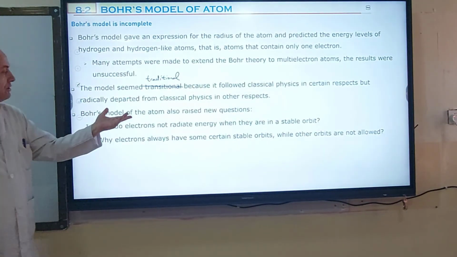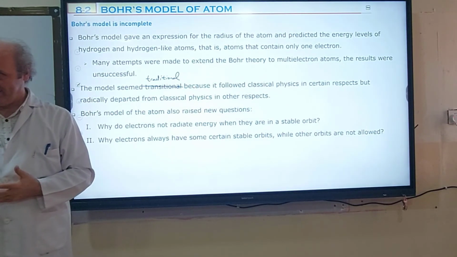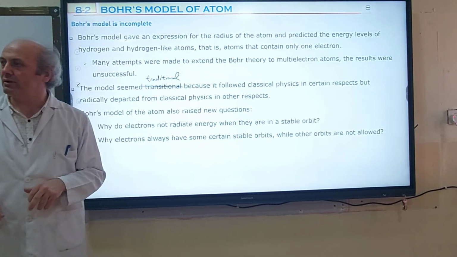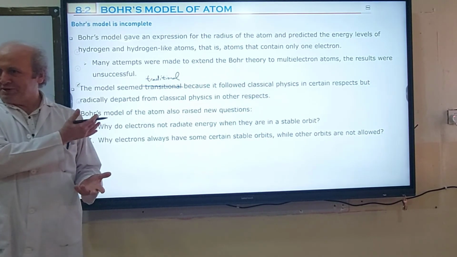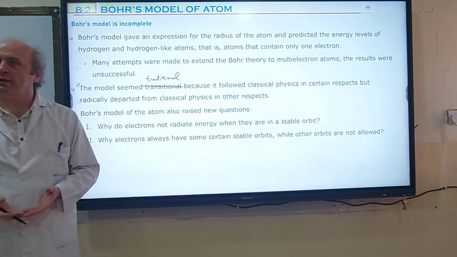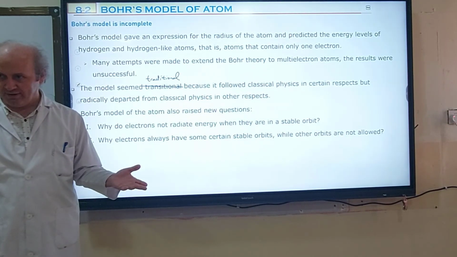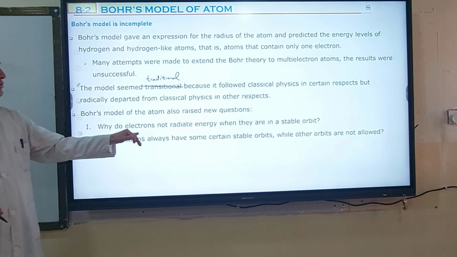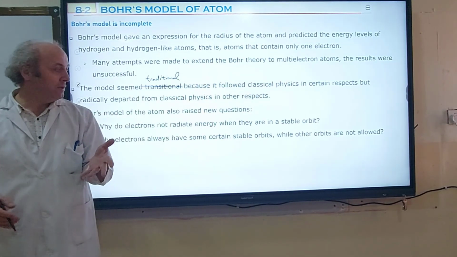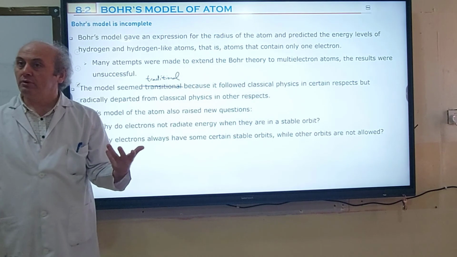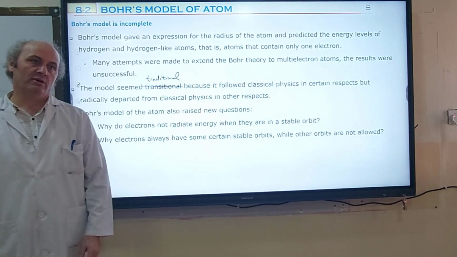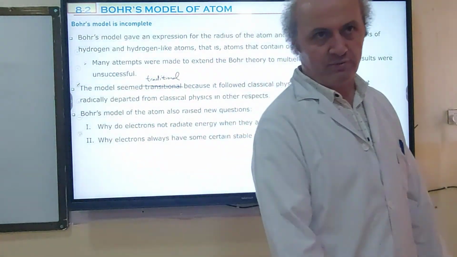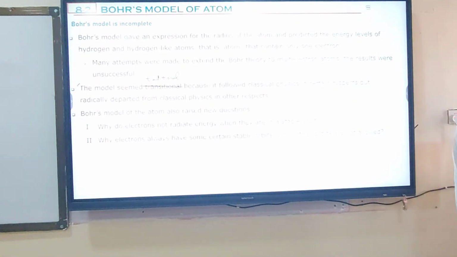And also, the Bohr model raises new questions. What are those questions? Why do electrons not radiate energy when they are in stable orbits? Rutherford couldn't explain this one as well. Bohr couldn't explain it as well. But now we know the answer. The quantum model of the atom knows the answer, but Bohr couldn't explain that. And also, why do electrons always have certain stable orbits, while other orbits are not allowed? All these questions are answered now. But you are not going to study the quantum model of the atom in this. Yes, finish.